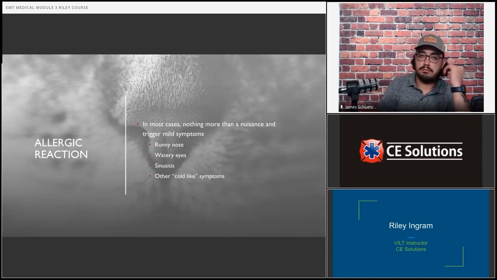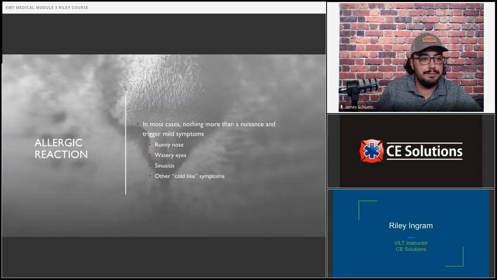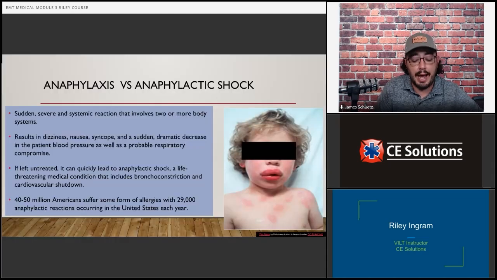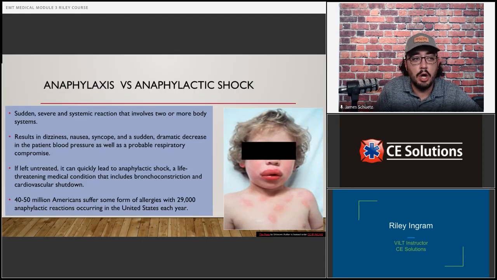But here we are. Anaphylaxis and anaphylactic shock. A sudden severe systemic reaction that involves 2 or more body systems. That is the definition of anaphylaxis. Okay. So an allergic reaction is nothing more than a nuisance, triggers mild symptoms. You've got a runny nose, your eyes are watering. With anaphylaxis, it's 2 or more body systems, meaning, all right, I have a rash and my nose is running. Anaphylaxis. Okay. 2 or more body systems involved equals anaphylaxis.